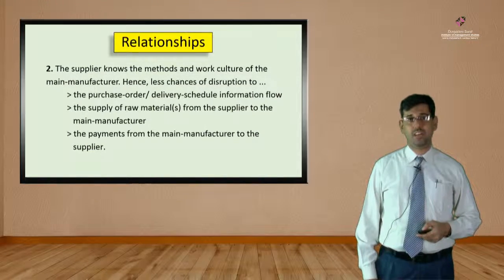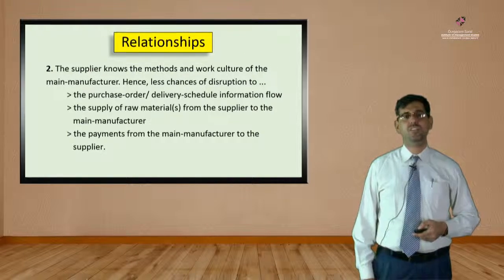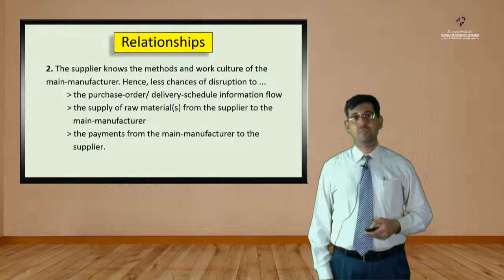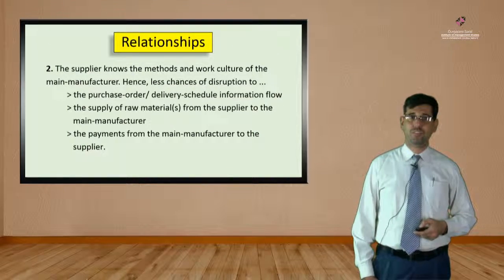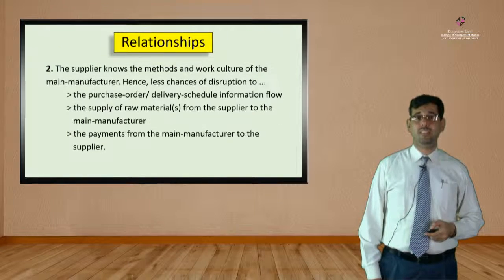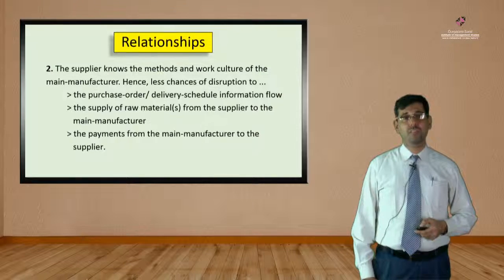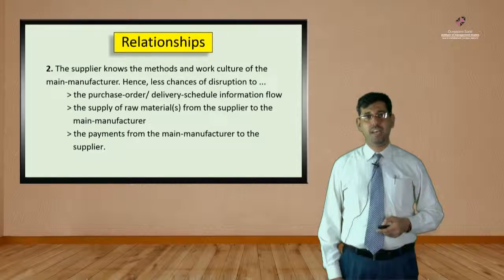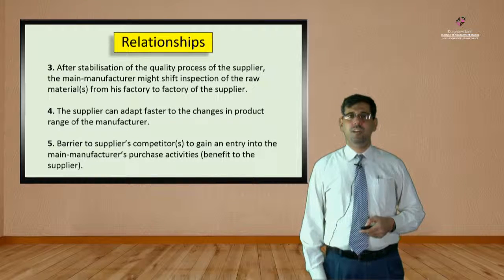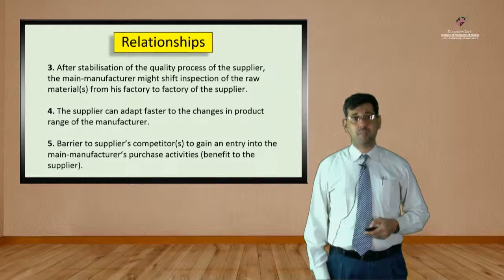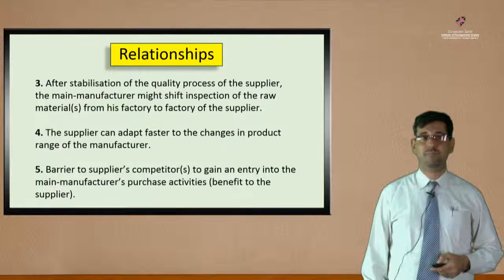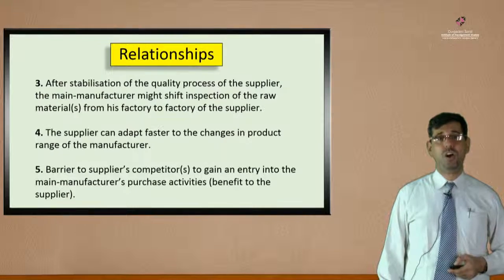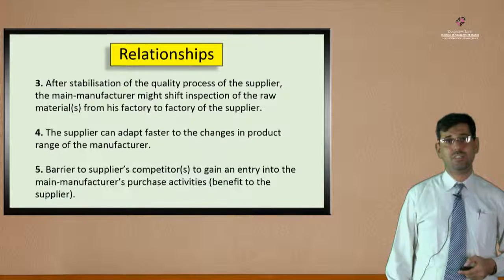Information such as purchase order and delivery schedules. There is less chance of disruption to supply of raw materials from the supplier to the main manufacturer. And also, there are fewer chances of late payments from the main manufacturer to the supplier. Hence, the supplier is also happy and he will try his best to deliver on time. After the stabilization of quality process of the supplier, the main manufacturer acquires confidence in his supplier, and he may even shift the inspection of raw materials from his own factory to the factory of his supplier.